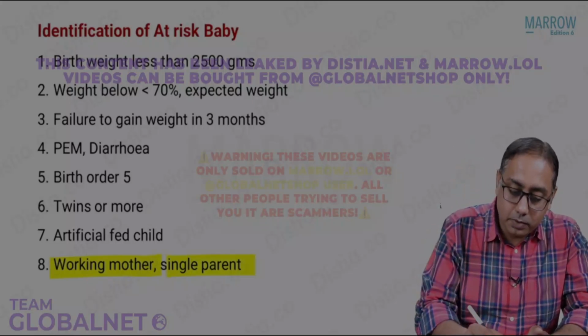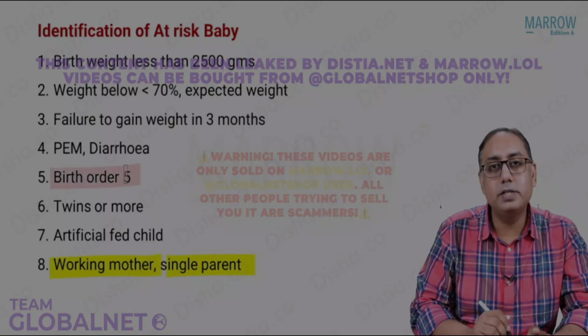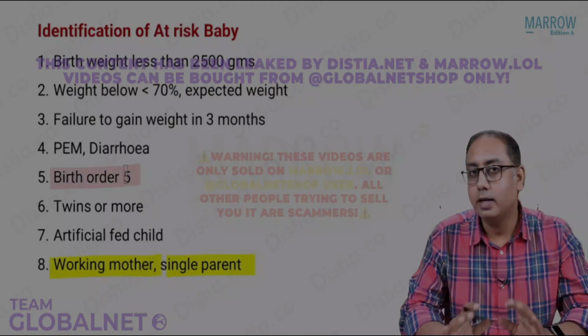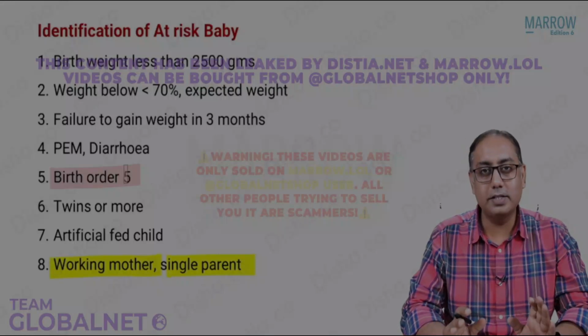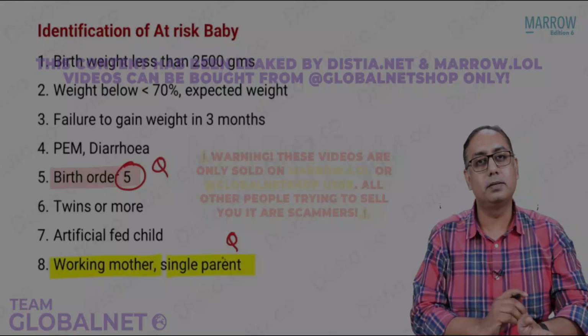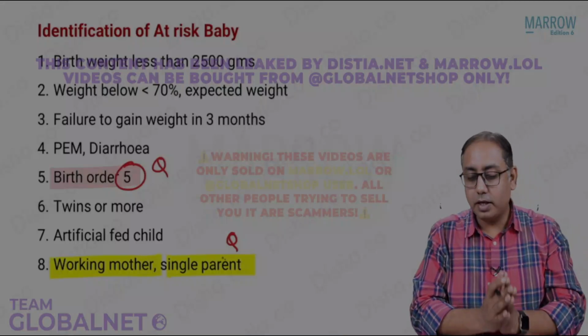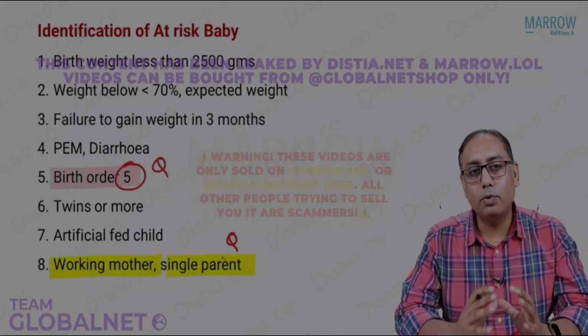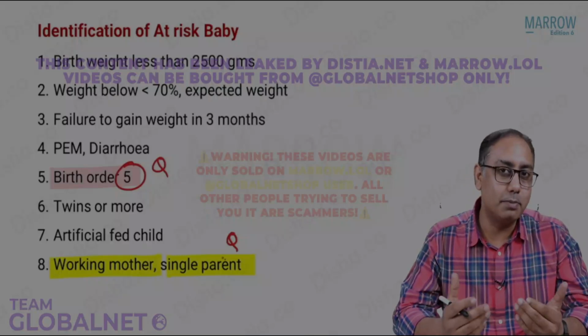So another MCQ which has been asked is about the birth order. Please note that birth order 3 or 4 is not considered at risk. At-risk baby is birth order 5. These have been your previously asked MCQs. You need to make sure that you know them, that how do you define an at-risk baby.